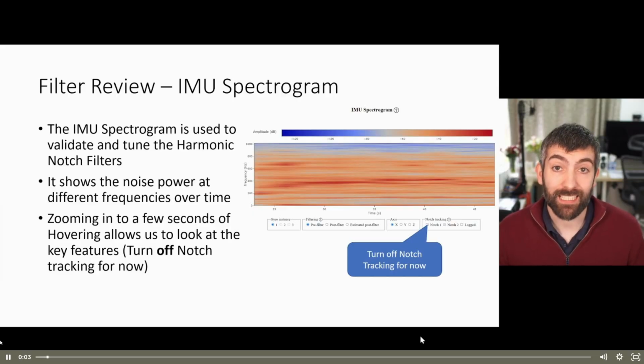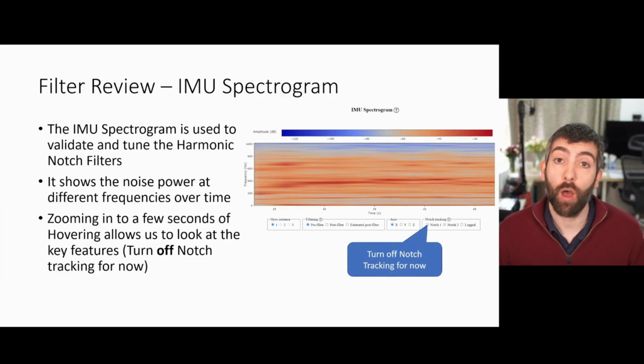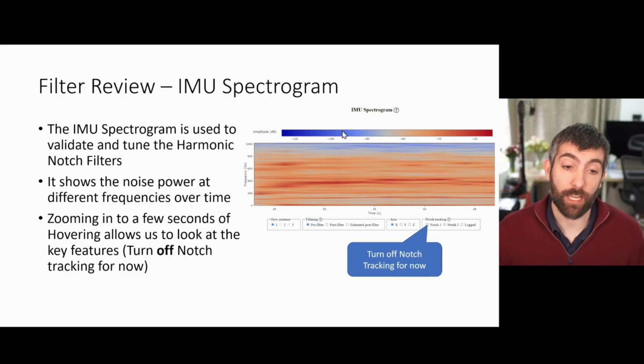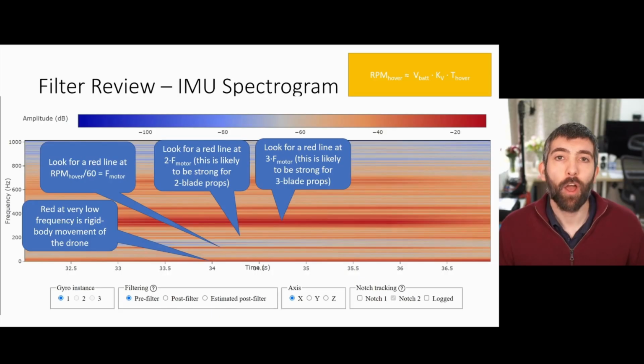In order to validate our notch tracking and tune our harmonic notches, we need to use the IMU spectrogram section in the ArduPilot Filter Review web tool. If you scroll down to this section, you should see a plot that looks something like this. Turn off the notch tracking for now if it's enabled, because we want to zoom in so that I can show you the key features of this plot. Once you've zoomed in on a few seconds of hovering, we can look at the key features that we're going to be using in this IMU spectrogram.